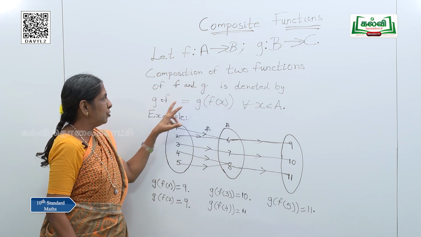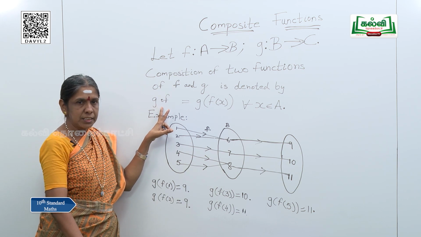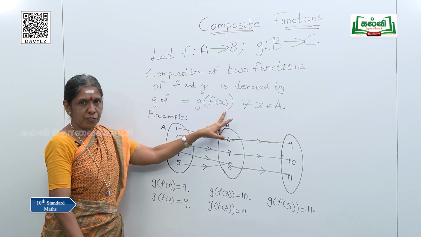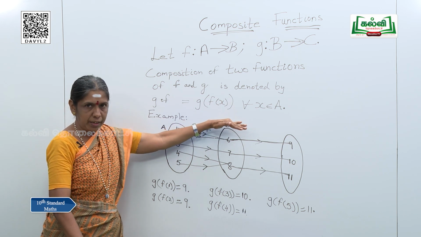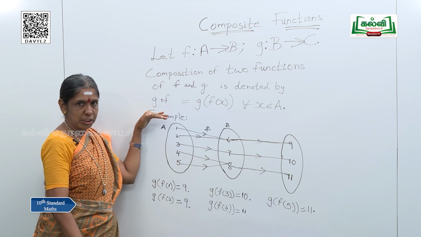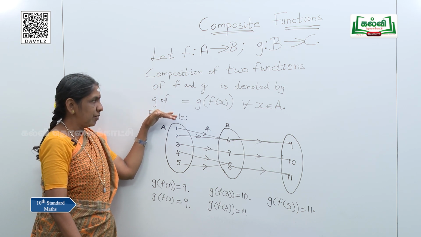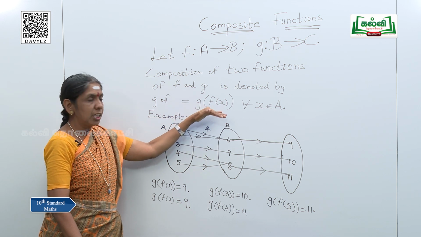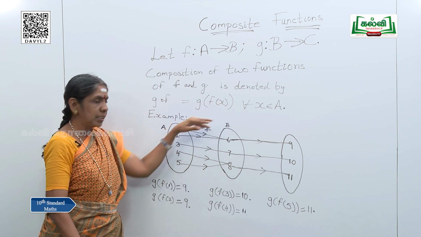Now, composite of two functions is defined as g dot f is equal to g of f of x for all x in A. I repeat, the composite function g dot f is equal to g of f of x for all x in A.